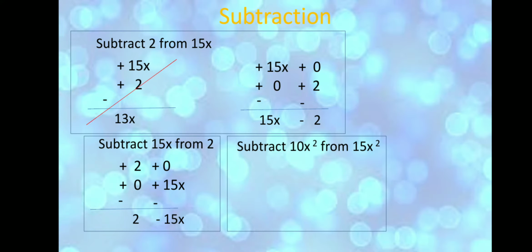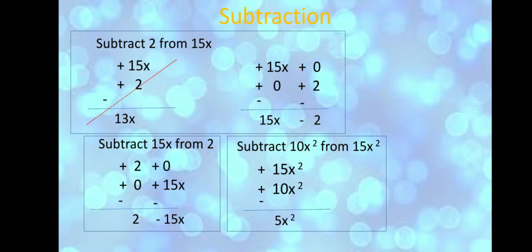Now they ask you to subtract 10x square from 15x square. So how will you subtract this? These are like terms. There is x square in 10x square and there is x square in 15x square also. You will write them in one row, but you have to change the sign of the subtrahend, from plus 10x square to minus 10x square. And now you will subtract it, and you get the final answer as 5x square.